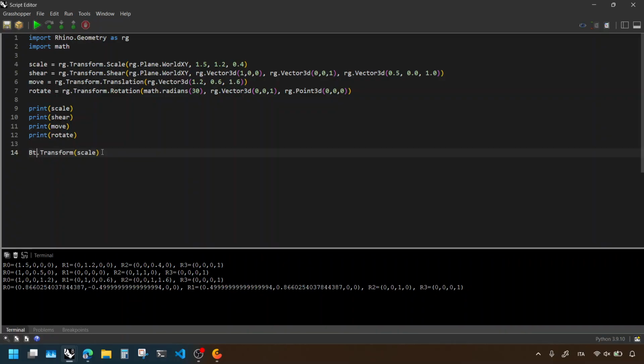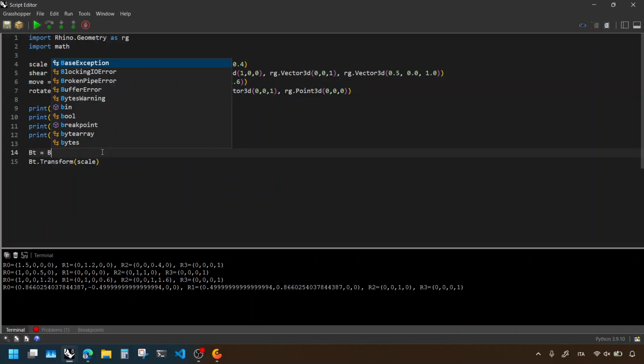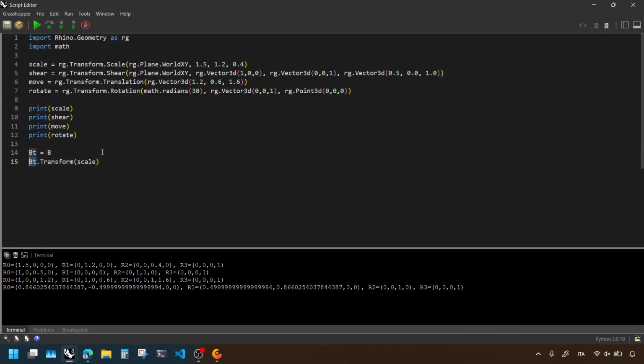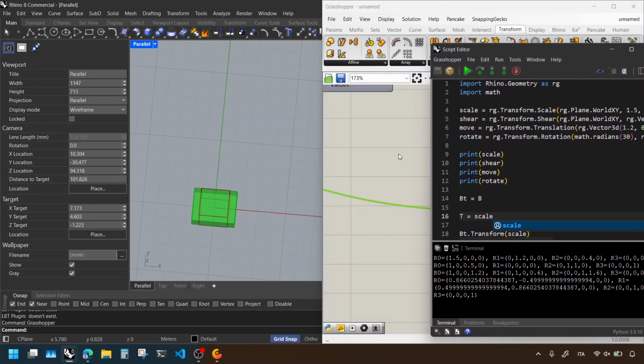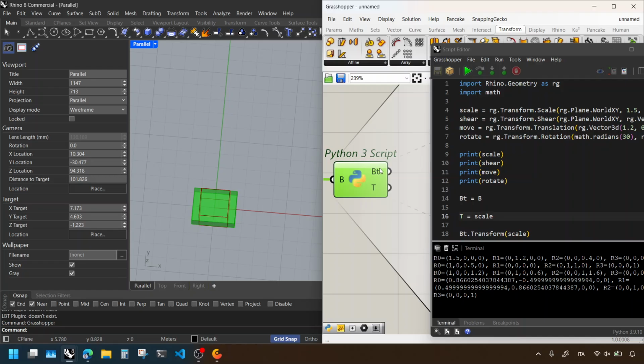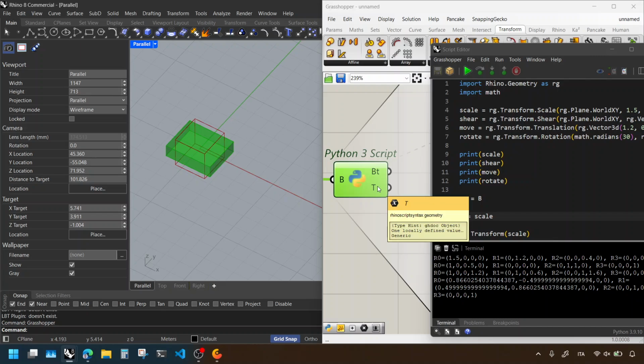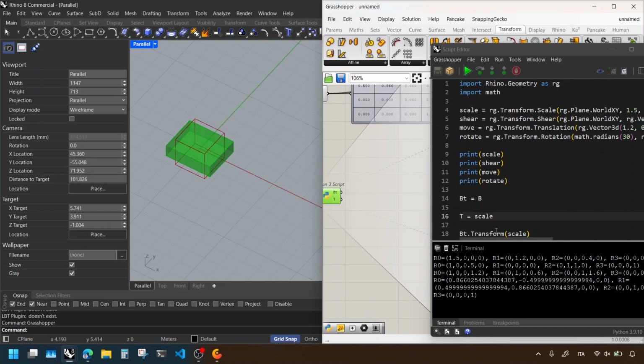Before we do that, let's actually say that BT, the transformed one, is the copy of the original one. Otherwise, we will change the original as well. And then let's say that T, the transformation, is in this case scale. And if you go and check that out, we get the scaling transformation applied. So this is the new object scaled along with the parameters we saw. And then T is the transformation matrix, which you could drop in and see in this graphical form.